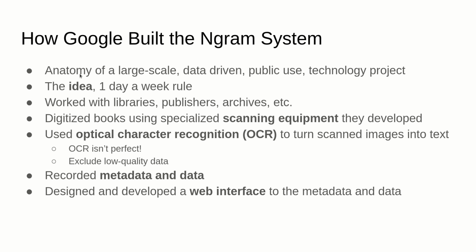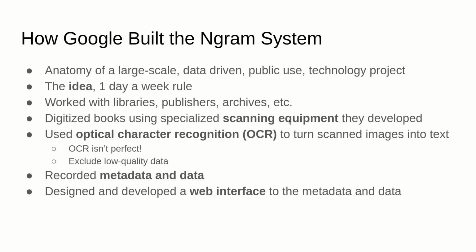So Google worked with different libraries and publishers and archives like the Internet Archives and the Library of Congress and things like this. They digitized books and other written materials using specialized scanning equipment that they helped to develop. Now, there were existing technologies for this kind of scanning, but they helped to develop ones that specifically worked for this application of large-scale digitization of books and other written materials.